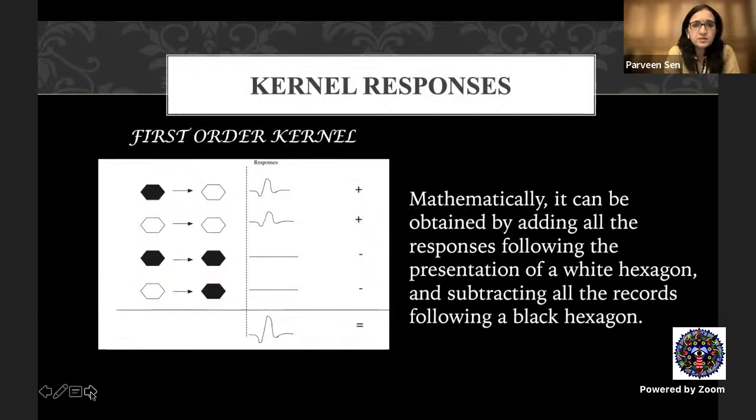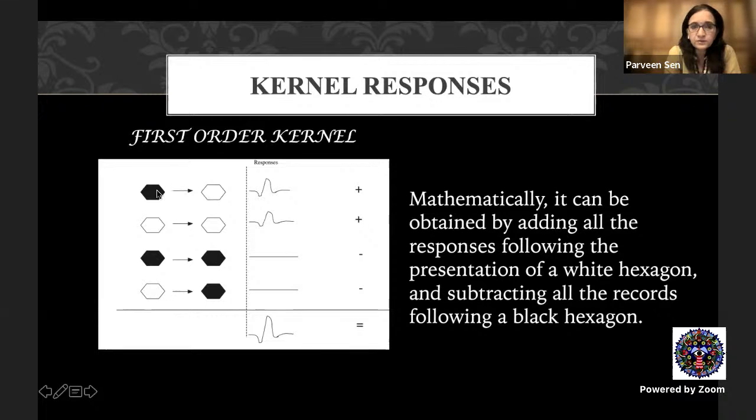Kernel responses, just a word about it, as I mentioned briefly before as well: these are not the true response, but a mathematical response. Just to simplify it a little bit, you can imagine that this hexagon was probably dark the first time when the analysis was being done, and this second was white. So now there's a chance that you could have the second stimulus as white.